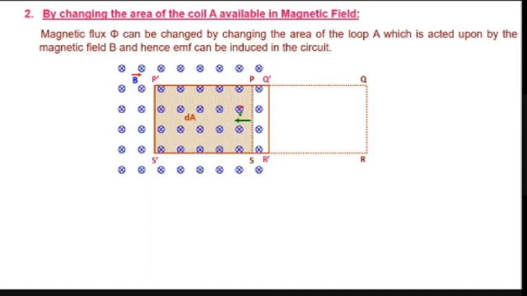Okay, now I'm considering that this coil is moving, as I had already given, with the velocity v. In order to change this much area, it has taken a time dt. And its length is given by L. The length of the coil is L.